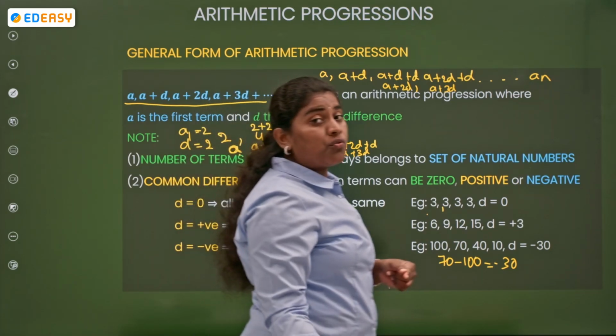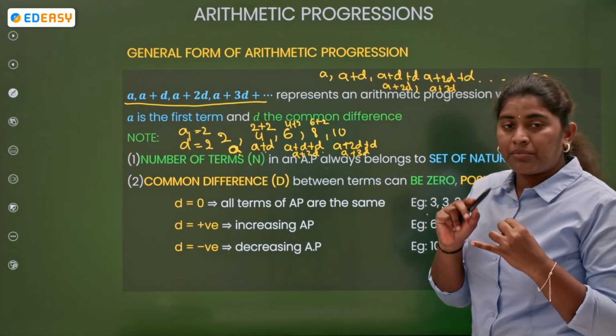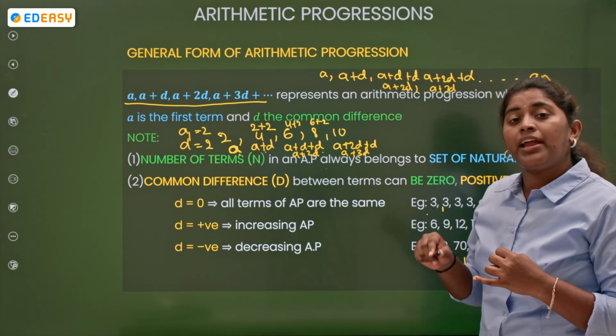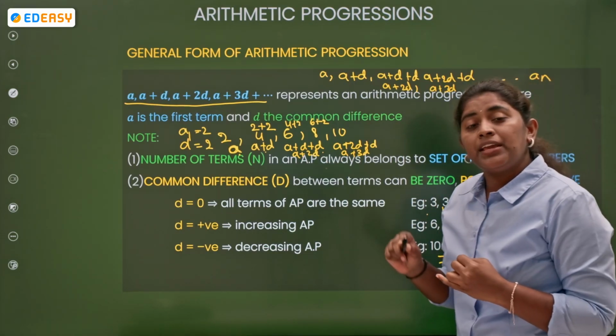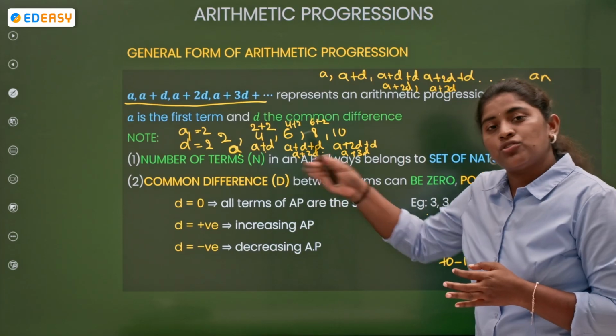Now what can we say about this general form? The general form is a, a plus d, a plus 2d, a plus 3d, and so on. And the number of terms in an AP is a natural number. It means you will be having 1, 2, 3, and so on.